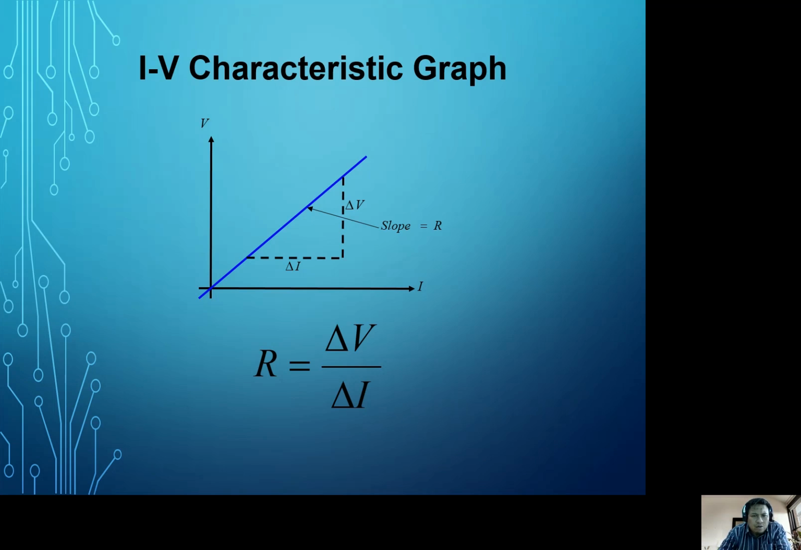This is the IV characteristic graph. You can see V and I. On the x-axis is I, on the y-axis is V. So if you want to find the resistance, we just find the slope, R. R equals the difference of voltage divided by the difference of current.